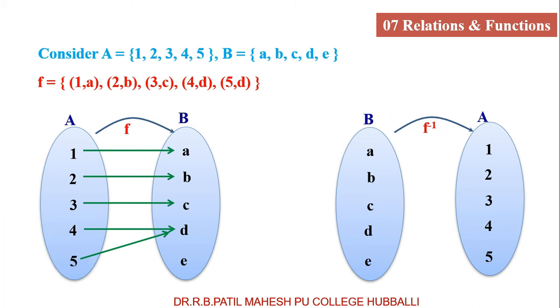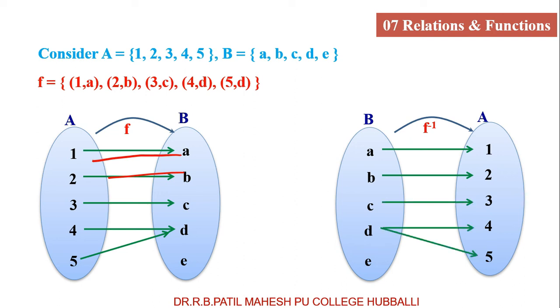In that inverse, a is related to 1, b is related to 2, c is related to 3, d is related to 4, and d is also related to 5. So is this function going to give you the inverse of the function? No. The answer is no. Why is the answer no? I'll discuss here, students. Now f inverse we will take as g.